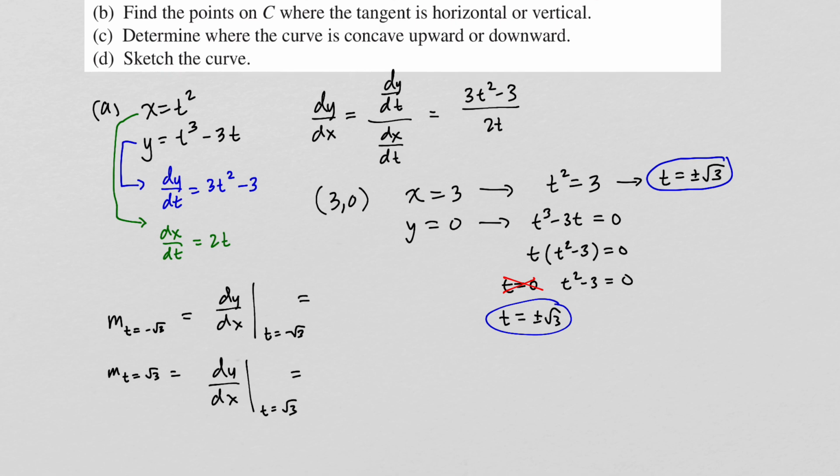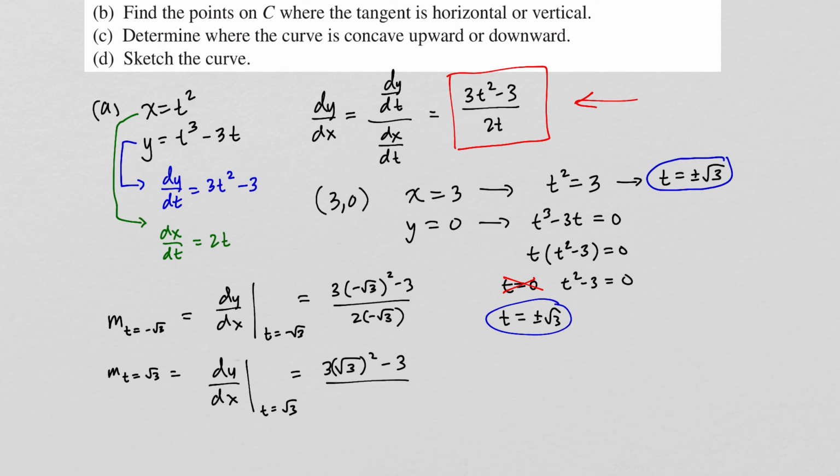All we need to do now is plug positive radical 3 and negative radical 3 into the first derivative here. In doing that, when t equals negative radical 3, we get this. And when t equals positive radical 3, we get this. Let's go ahead and simplify those.